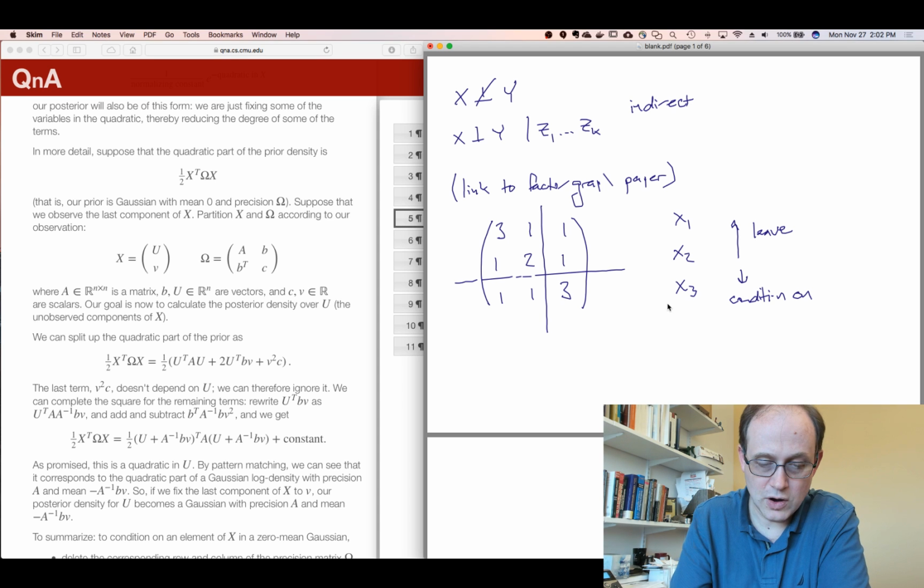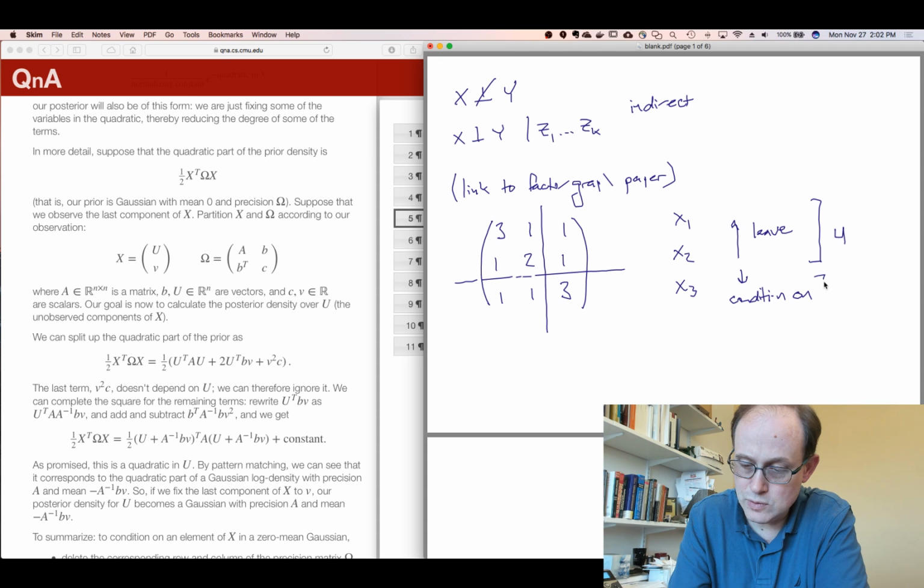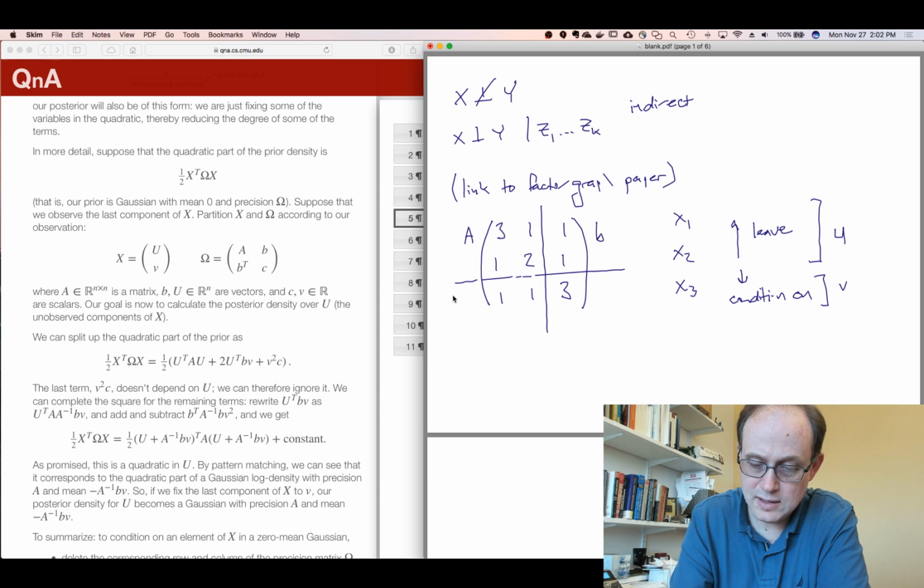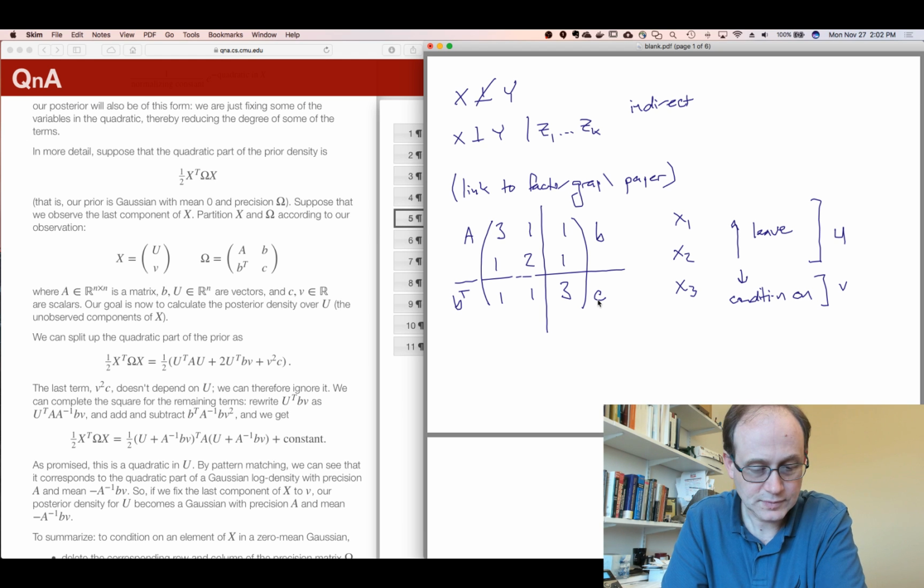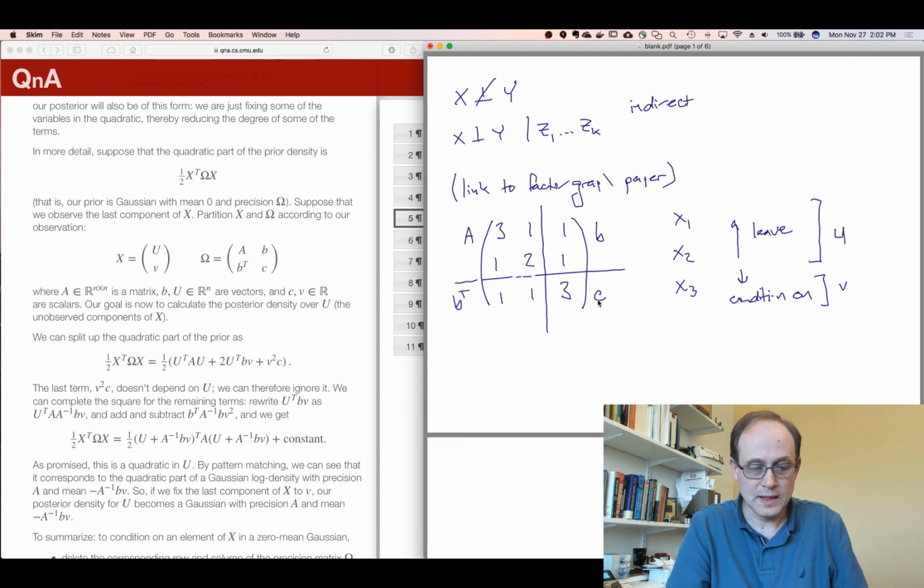And so in this plot here, we've split x into u and v, and we've split the precision matrix into blocks A, B, B transpose, and C. This has to be the transpose of that because of symmetry. And so if we work it out, once we have this decomposition of our precision matrix.